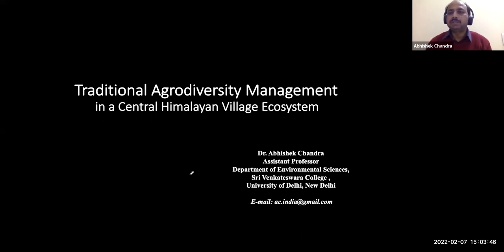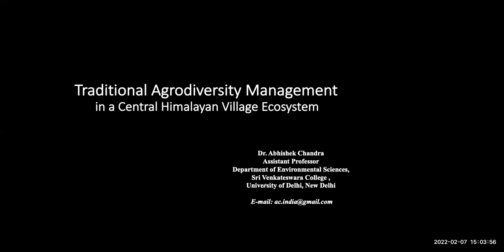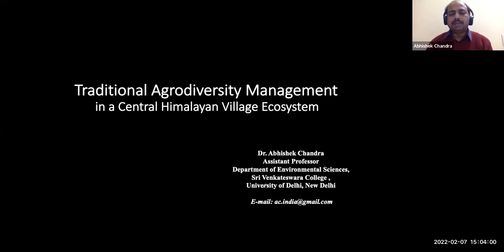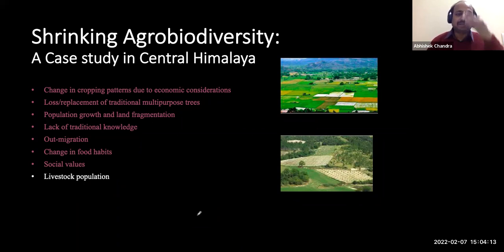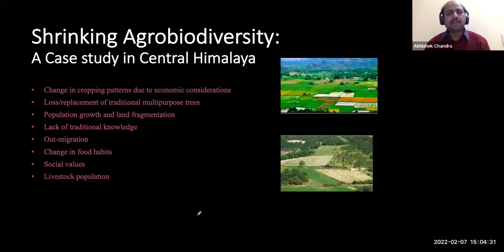Hope I am audible and my screen is visible to all of you. In the previous session on Friday, we discussed the shrinking of agrobiodiversity and the key points: change in cropping pattern due to economic consideration, loss and replacement of traditional agro and multiple trees, population growth and land fragmentation, lack of traditional knowledge, out-migration, change in food habits, social value, and livestock populations. Up to here, we discussed in the previous session.